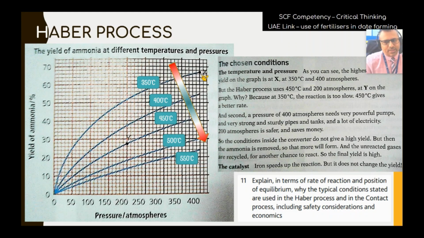Please remember that iron speeds up the reaction, but it does not change the yield. It speeds up the reaction in both directions. It helps to get to your dynamic equilibrium in a much shorter time, but it actually aids the bond breaking and the forward reaction as well as the reverse reaction.